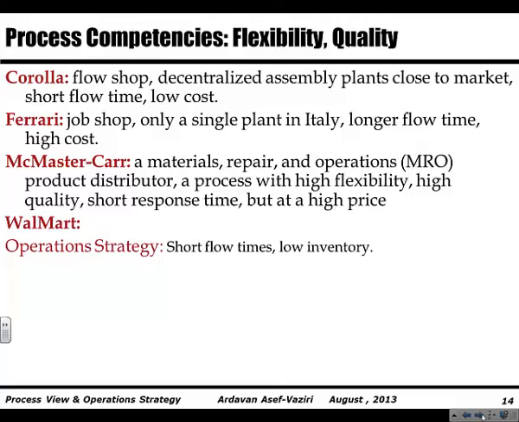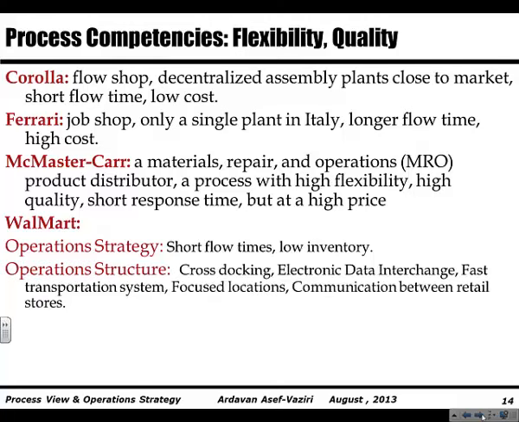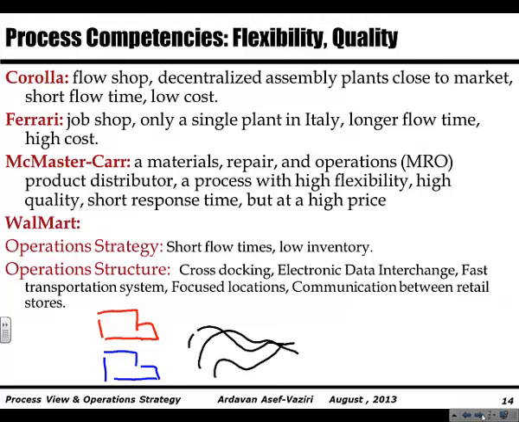Walmart, its operational strategy is short flow time, low inventory. Its operation structure is cross-docking. Cross-docking means, for example, two trucks come, one has red products and one has blue products, and they go into a warehouse, which is nothing but a little bit of conveyor system and carts, and then there will be two other trucks which carry red and blue products, and they go to the Walmart stores.